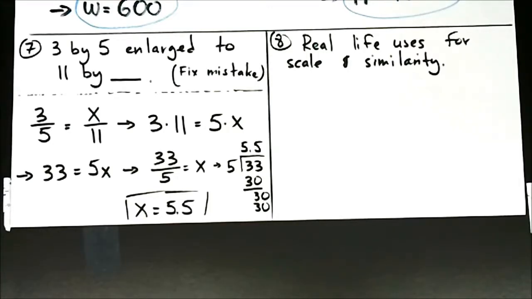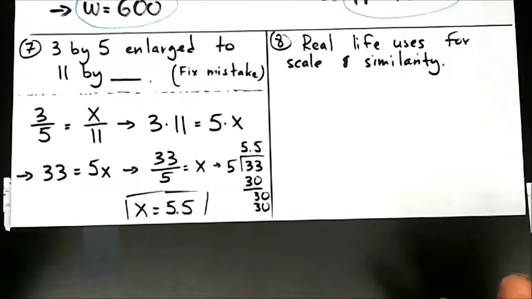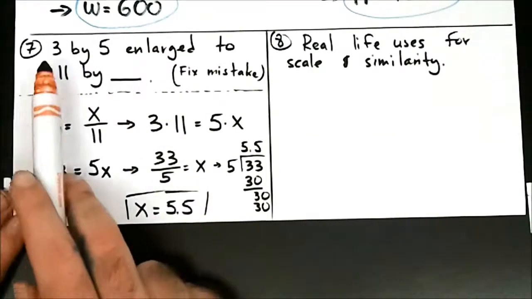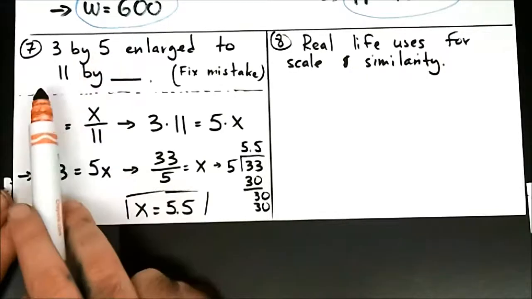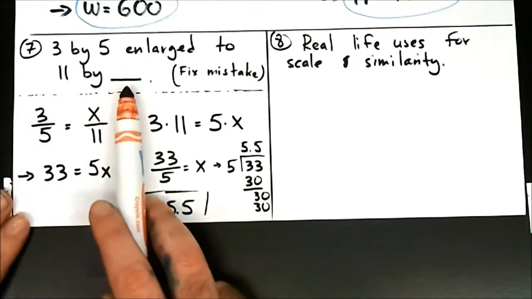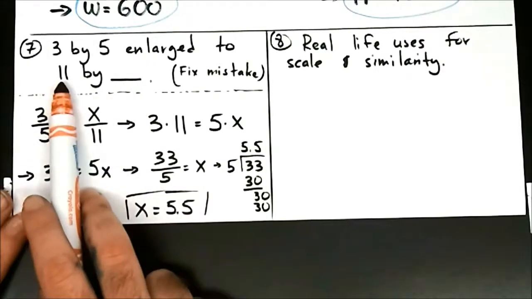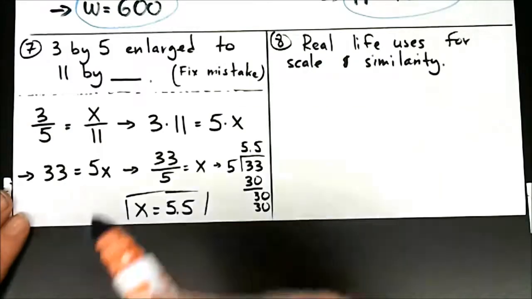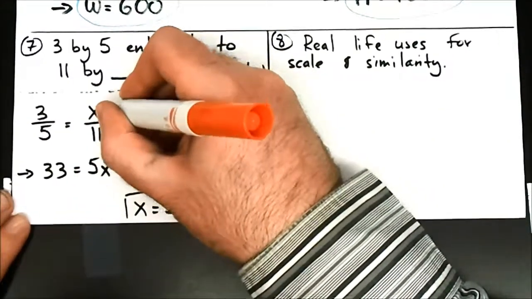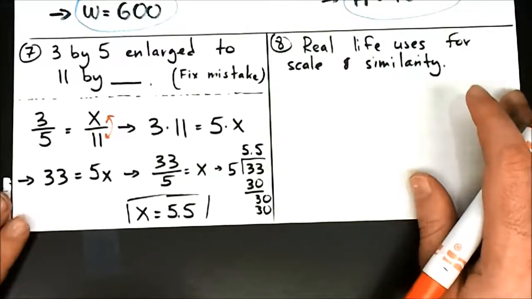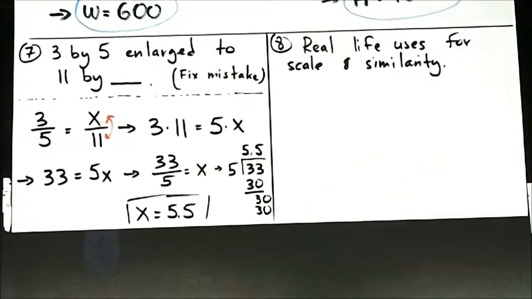Well, the first mistake is the way I set up my ratios. Here I have 3 by 5. 3 is first, 5 is second, 3 went on top, 5 went on the bottom, and then it's 11 by I don't know what. The 11 is first, the 3 was first, the 3 went on top, the 11 should have went on top as well. I did not put my ratios in the right places. So that's my first mistake, and that will make a difference.